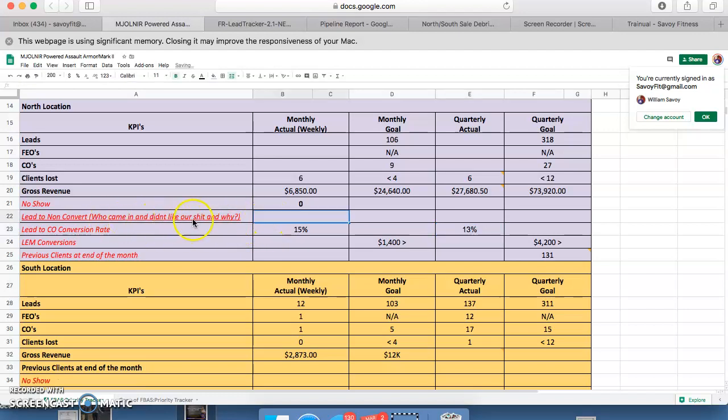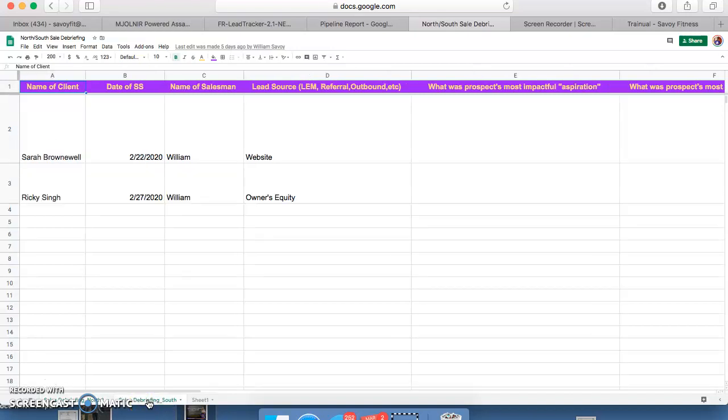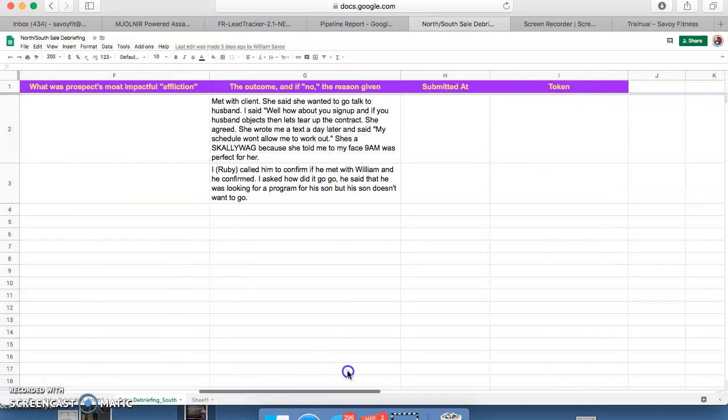Who came in and didn't like our stuff, and why? Who didn't want to sign up for our core offer? With this, it is up to the coaches to put this data in. And Ruby, this is something you won't know unless the coaches rebuttal you back and let you know. But basically, these pieces need to go in here, and the reasons why they don't convert need to be in.